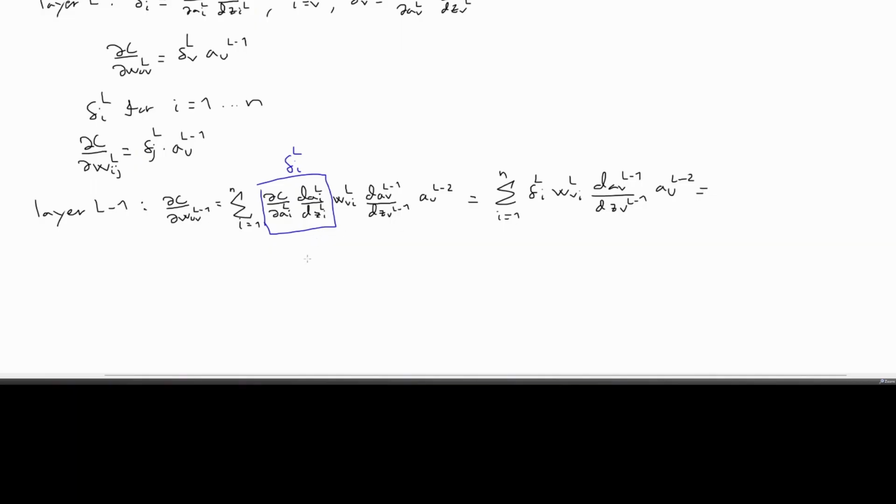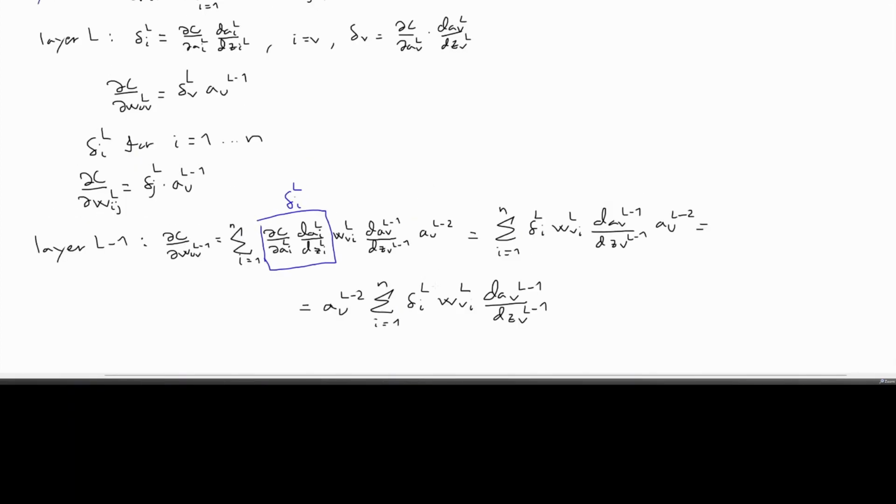So let me just write this as A_U^(L-2) times the sum as I goes from 1 to n of delta I at the output layer, because we're reusing calculations from the output layer, times W_VI^L times the derivative of A_V, the activation at the V neuron, with respect to the weighted input.